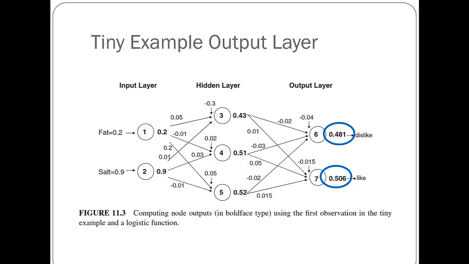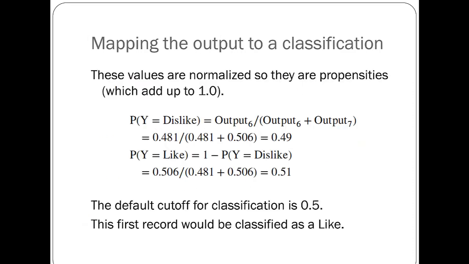But these are the only outputs that we have, so we can simply normalize them so that they do add up to 100%. The way we do that is we take the total, 0.481 plus 0.506, which is 0.987, and divide each of the respective values by that. So we get 49% for the probability that somebody will dislike the cheese, and 51% for the probability that someone would like the cheese.